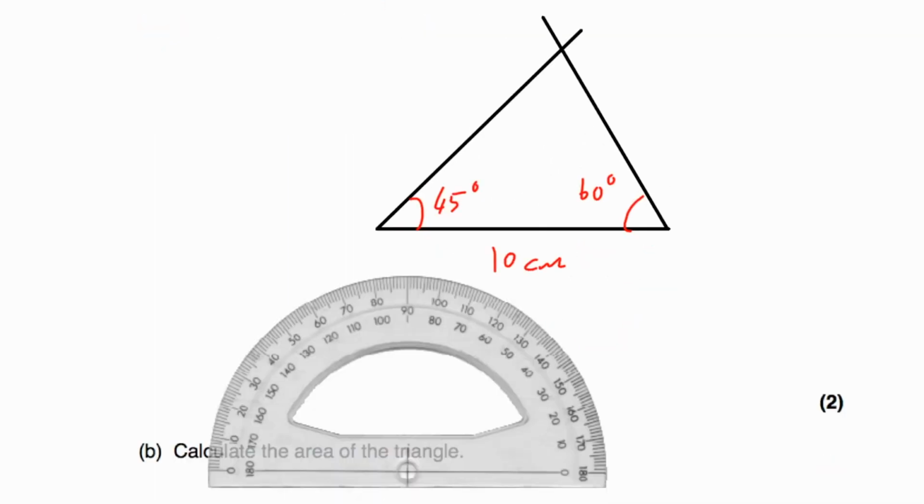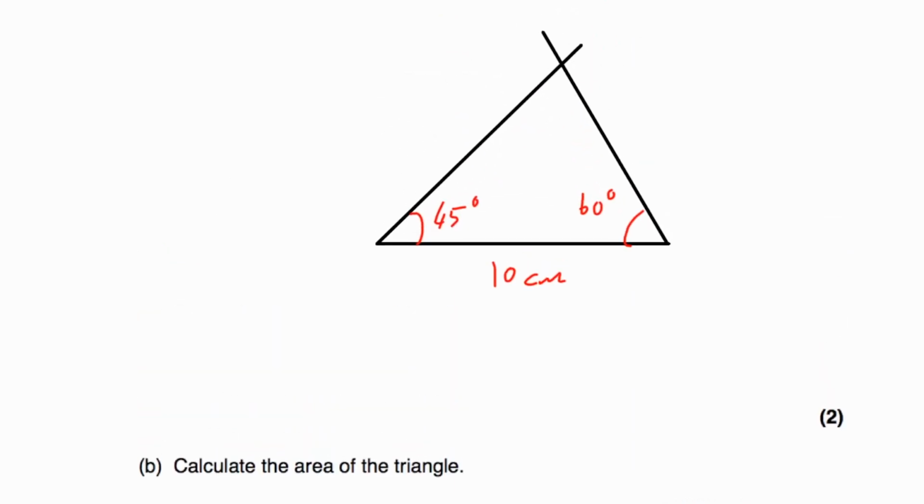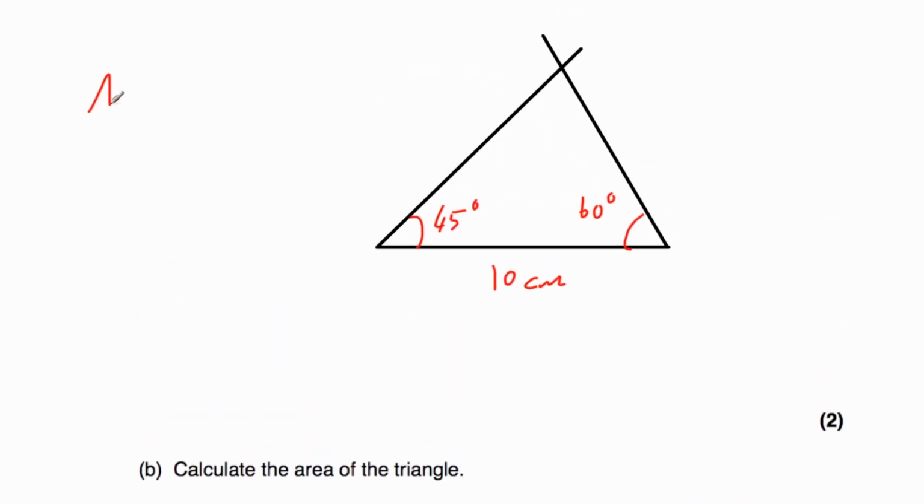Okay, part B. Part B says calculate the area of the triangle. So we're going to now look at our triangle, and the area of the triangle is given by a half the base times the height. We know the base of the triangle is 10 centimeters, so it's going to be half of 10, but we need to find the height of the triangle. So we're going to need to measure from the tallest point of the triangle straight down to the base of the triangle, like so. You're going to measure that distance with your ruler.